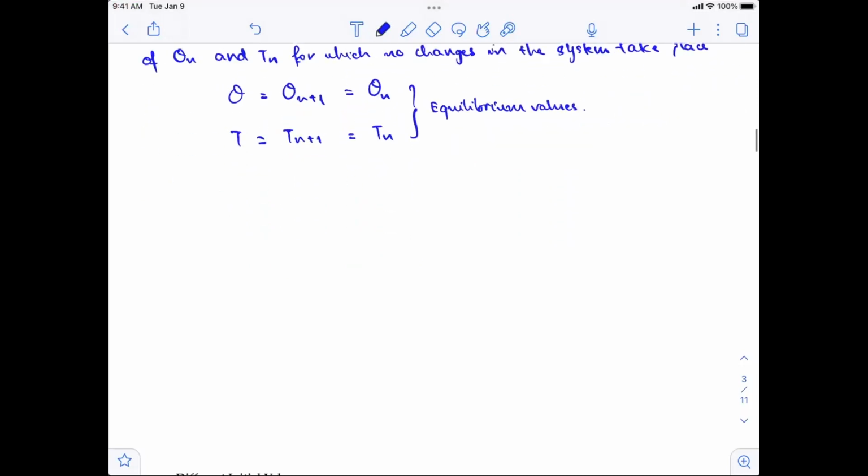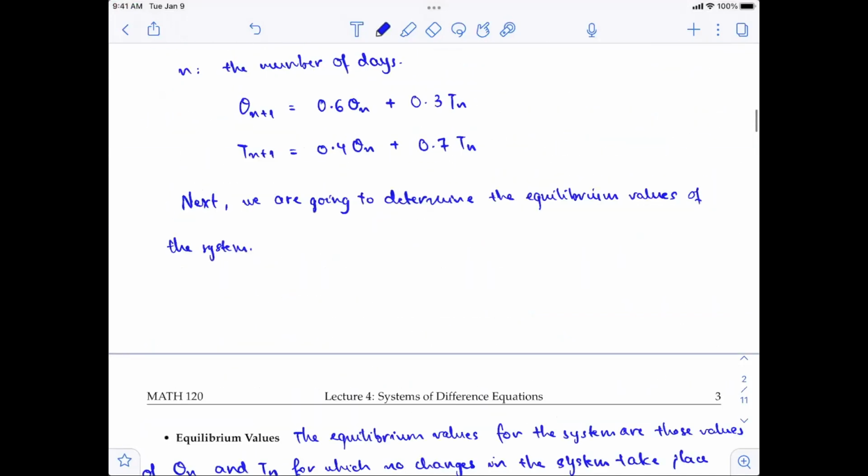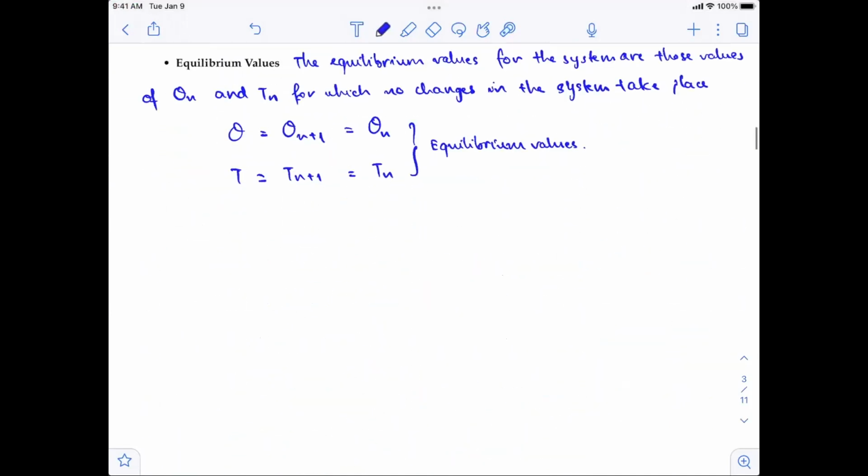Okay. Now to find the relationship between the number of cars in Orlando and the number of cars in Tampa, what you do is you substitute these equilibrium values into the system that we built earlier and find out the relationship between O and T. So substitute O and T into the system of difference equations.